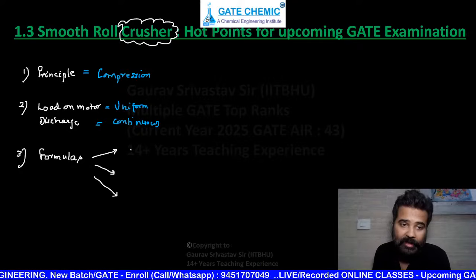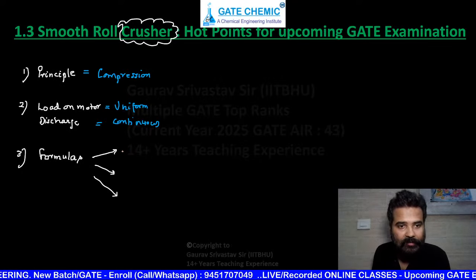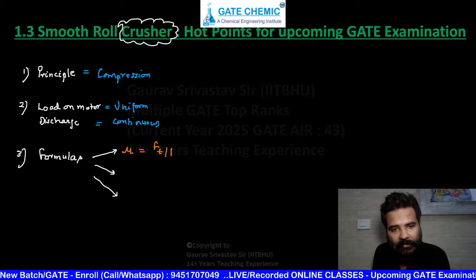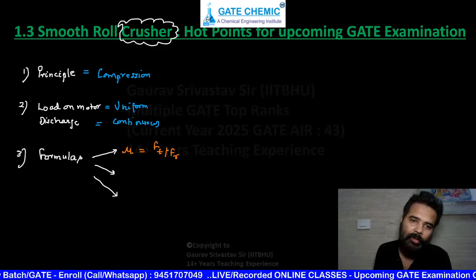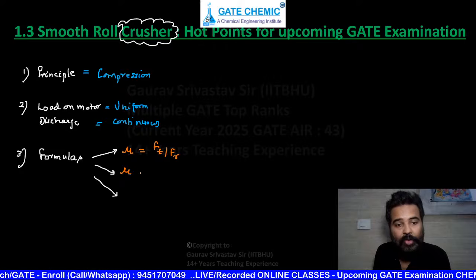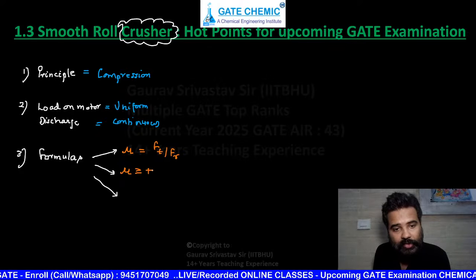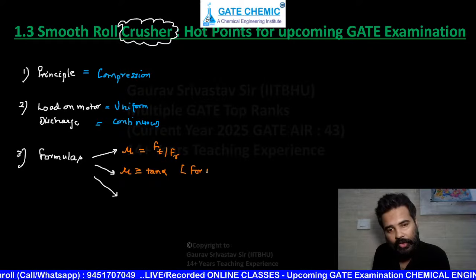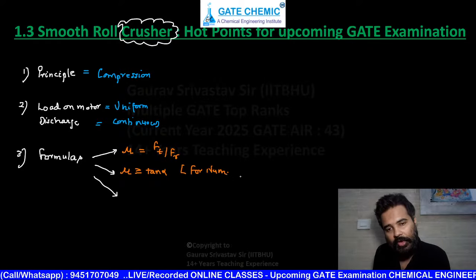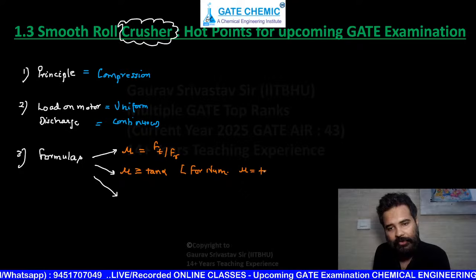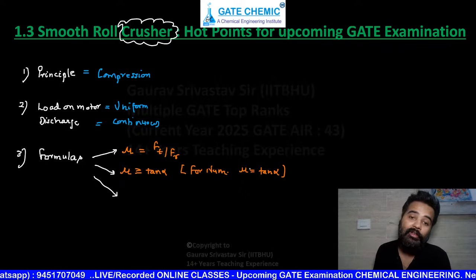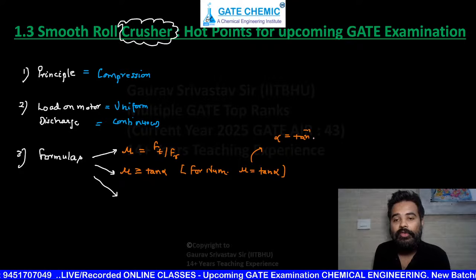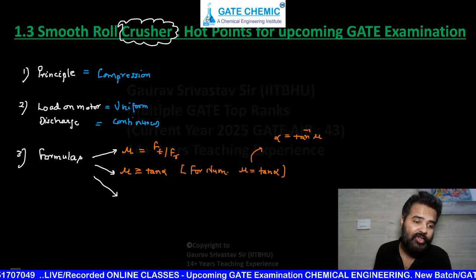Formula number 1, very very easy my dear students: mu equals Ft by Fr, tangential force upon radial force. Second one, mu is greater than or equal to tan alpha. For numericals, you can take mu equals tan alpha in order to get the value of alpha. So alpha will be tan inverse mu. Mu is the coefficient of friction.